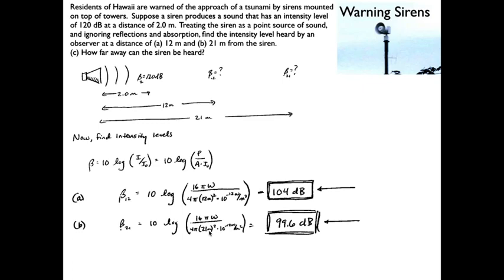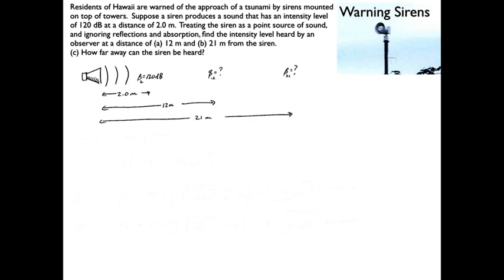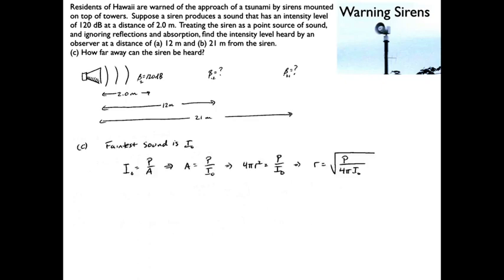In the textbook and in many places on the internet, you can find intensity level charts for common sounds. That's still pretty loud. How far away can we hear this thing from the siren? Well, again, there are some assumptions going on here, that there are no reflections of the sound and no absorption of the sound by anything. But let's just get a rough number and see what that is.